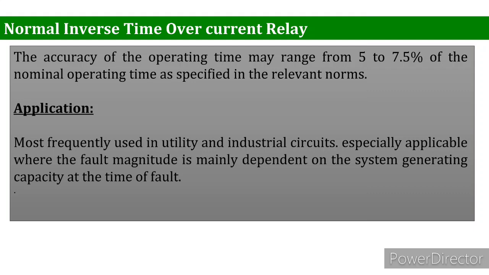The accuracy of the operating time may range from 5 to 7.5 of the nominal operating time as specified in the relevant norms. As far as applications are concerned, it is most frequently used in utility and industrial circuits, especially where the fault magnitude is mainly dependent on the system generating capacity at the time of fault.